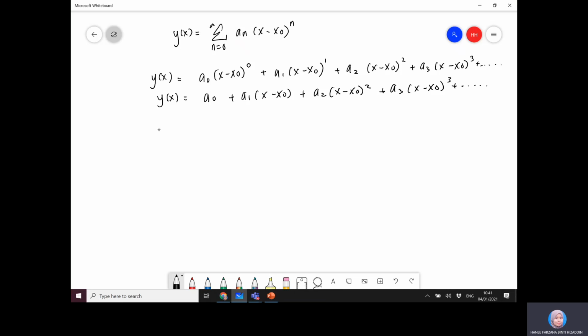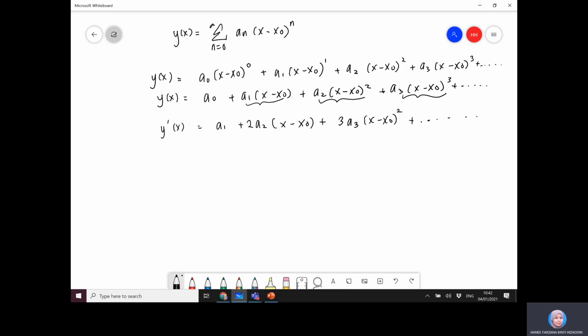Now let's differentiate this, dy/dx. So y prime of x, or dy/dx, equals, the first term is 0 because there isn't any x there, so we can start with a1. Differentiating this, you get a1. Now you differentiate the next term: you get a2, and you bring the 2 in front, and then you get (x minus x naught). Since x here is just x, you don't need to differentiate further; even if you do, you get 1. Then for the next term, you bring 3 in front, so you get 3 a3 times (x minus x naught) to the power of 2, and so on.